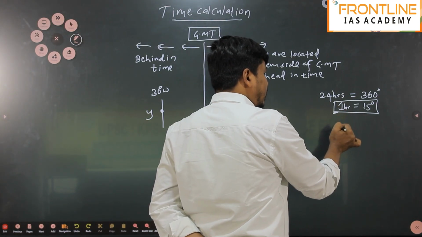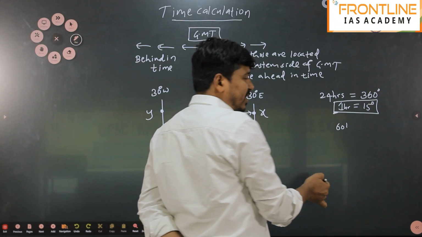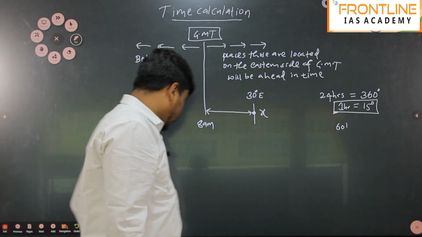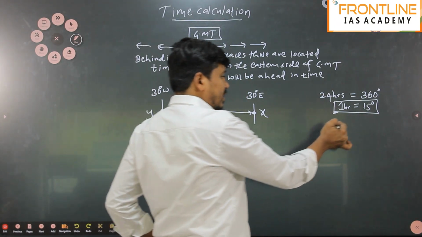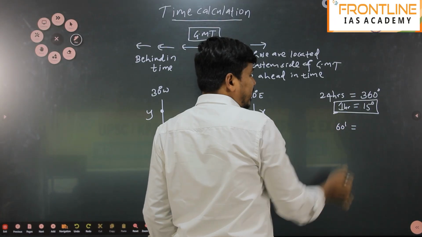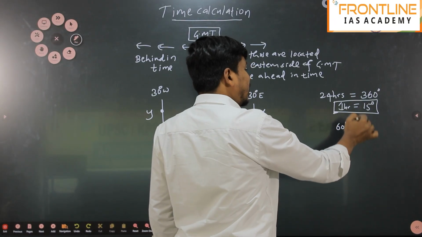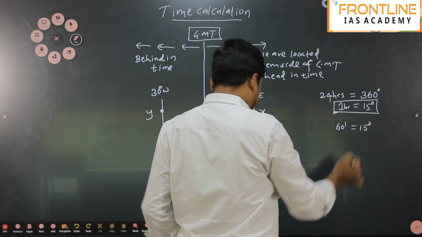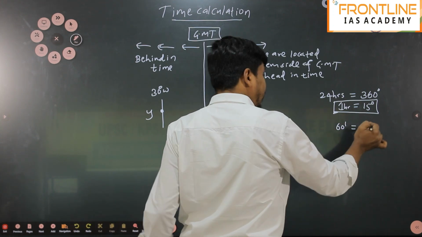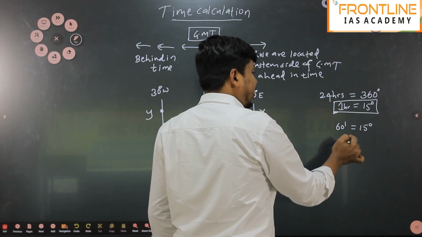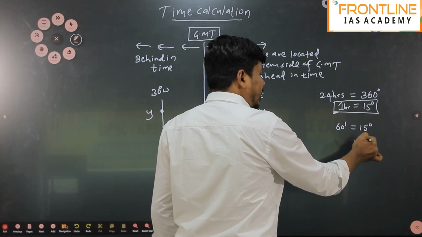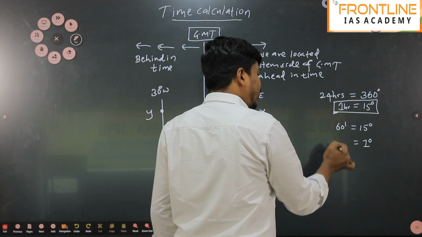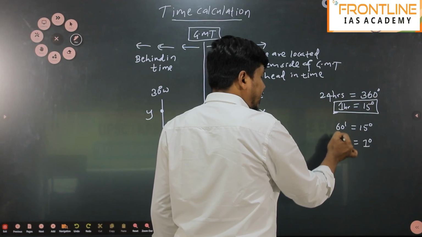And here 1 hour is nothing but 60 minutes, and that single bar line shows minutes, right? Listen. So this is 60 minutes and this is 15 degrees, right? And for movement of 1 degree, Earth takes 4 minutes.